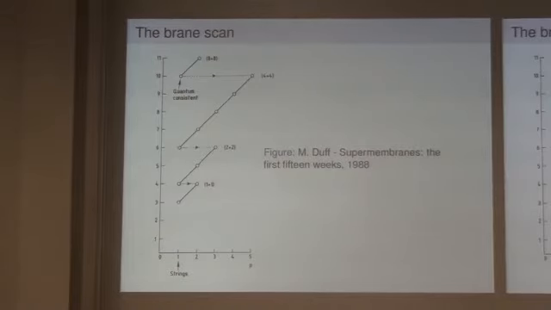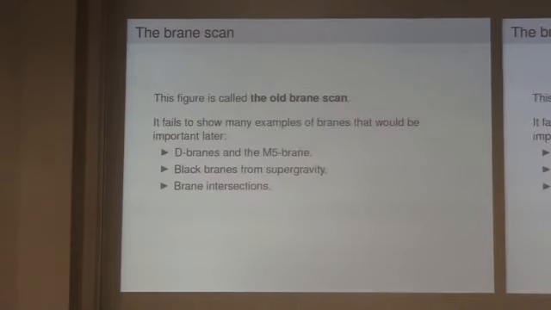You can write down the action functional for a p-brane using the cocycle as data in your construction. This old diagram is from a paper by Duff, right around the time that supermembrane started to be researched, apparently after the first 15 weeks of supermembrane research. But it's 30 years old now. So this figure is called the old brane scan. It fails to show many examples of branes that people would find out are important later, such as the D-brane and the M5-brane, black branes in supergravity, or solitonic branes, that's synonymous, and brane intersections.